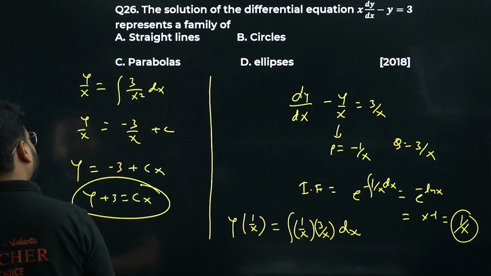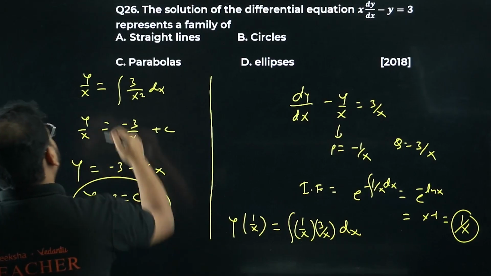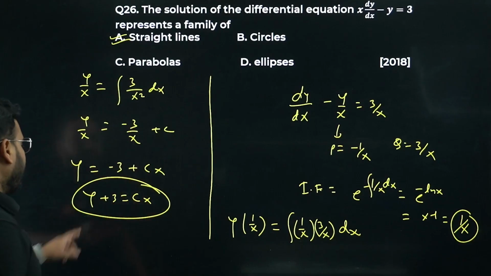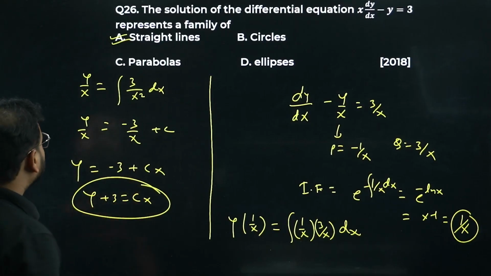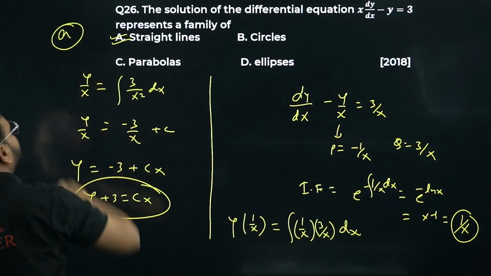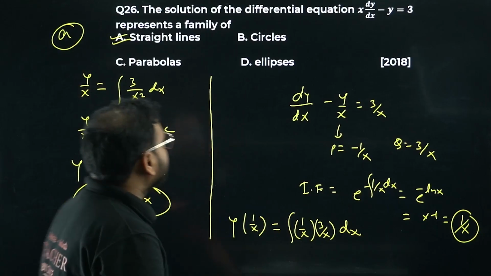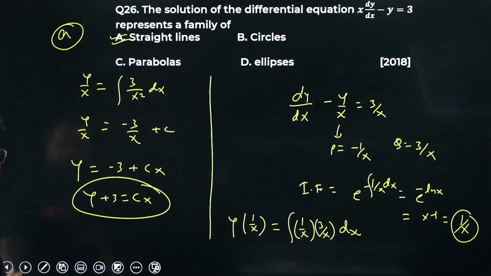It's a straight line, right? It's a straight line, sir. Option will be A, because linear form, no? x power 1, y power 1. So linear form, okay? Option is A. 26 is done. 27 now, okay? So 26 is done. Have a look.